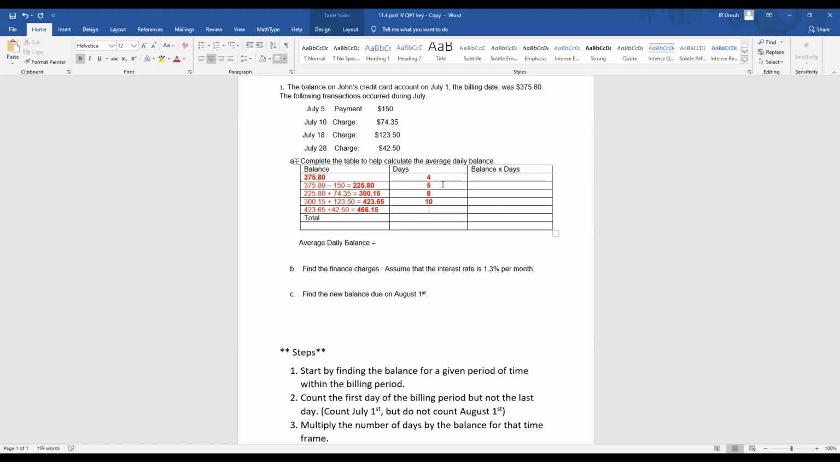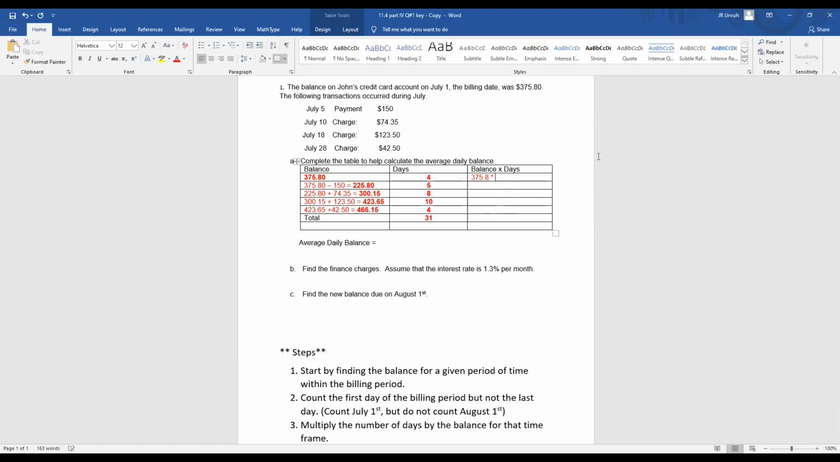And so for the 28th, the 29th, 30th, 31st, okay, and we're not counting August 1st, there's an additional 4 days. If you add all of them up, you get to a total of 31 days, which makes sense because there are 31 days in the month of July. So what we need to do now is I'll leave that alone for now. I want to come over here to the balance times the days. Okay, so I'm going to take 375.8.